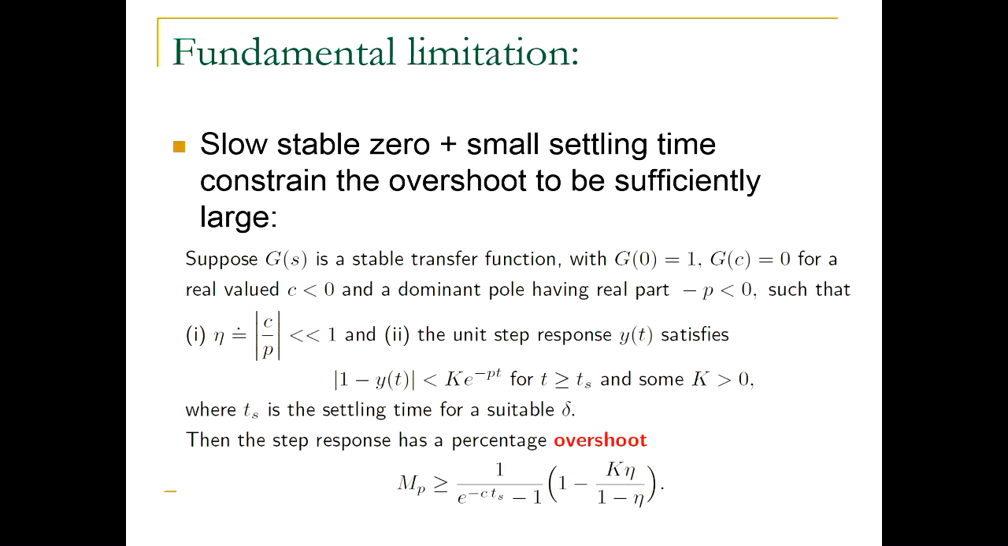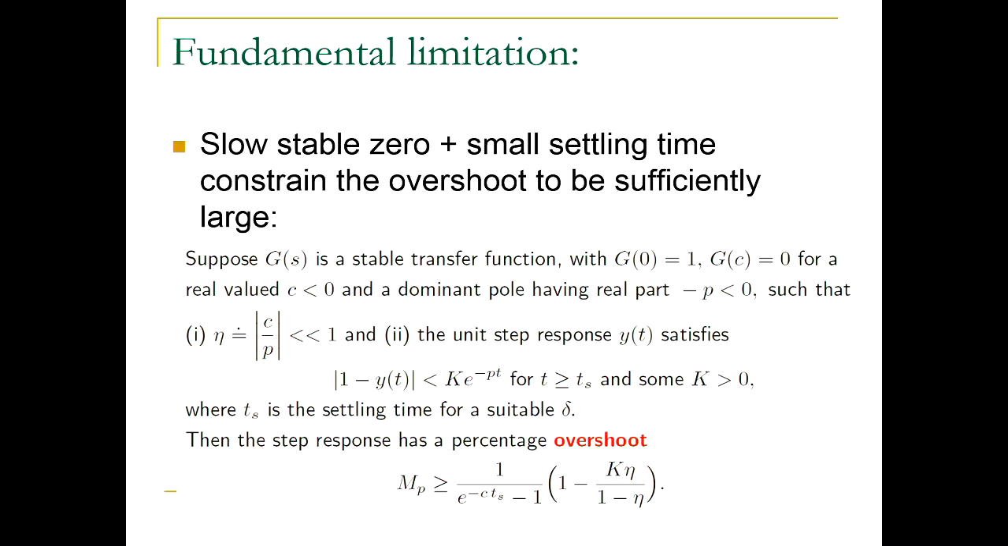So this is a totally different fundamental limit. Note, the situation is totally different from before, right? We're talking about a stable slow zero. We are talking about small settling time. And then we are talking about overshoot rather than undershoot. So here are precise conditions under which this result holds.